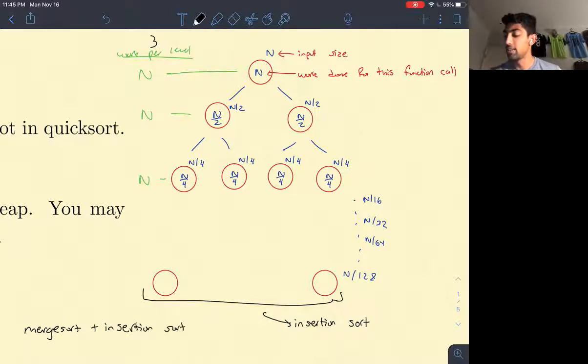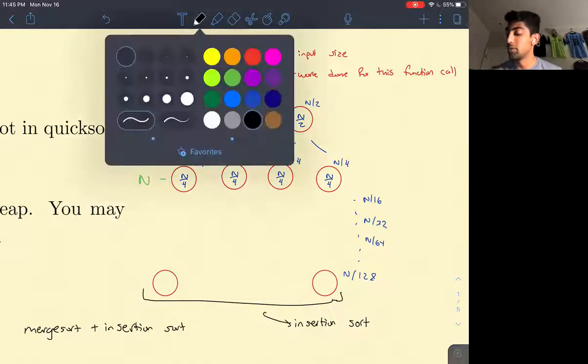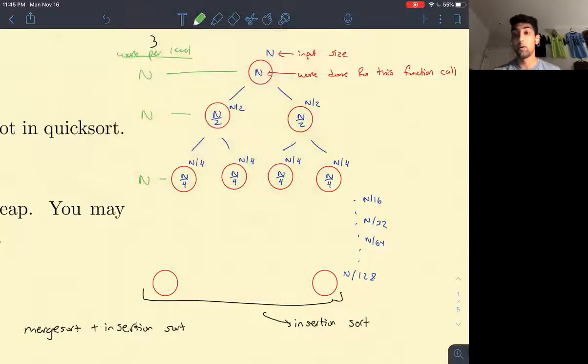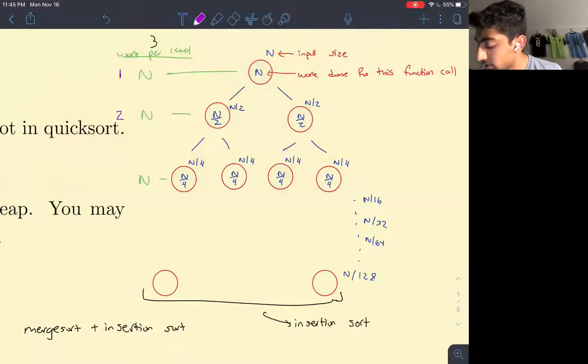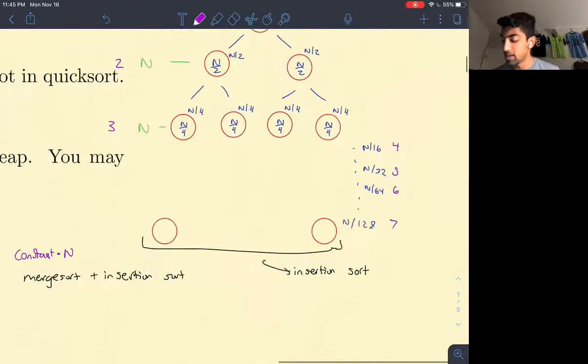The total amount of work that we're doing in merge sort is that we do n work per level, and the total number of levels are, let's quickly count: 1, 2, 3, 4, 5, 6, 7. It doesn't really matter what the exact number is. The takeaway is that there's a constant number of levels, each one doing n work. So the total amount of work that merge sort is doing is n.